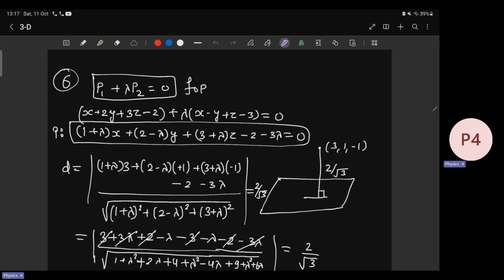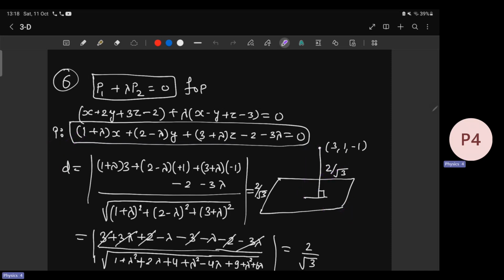Suppose the given two planes are P1 and P2. So we can write the equation of the desired plane as P1 plus lambda times P2. This is our desired equation. If we get the value of lambda, we will get the required equation of the plane. To find the value of lambda, we have been given additional information. The additional information is that this plane P, its distance from this point is given as 2 by root 3.